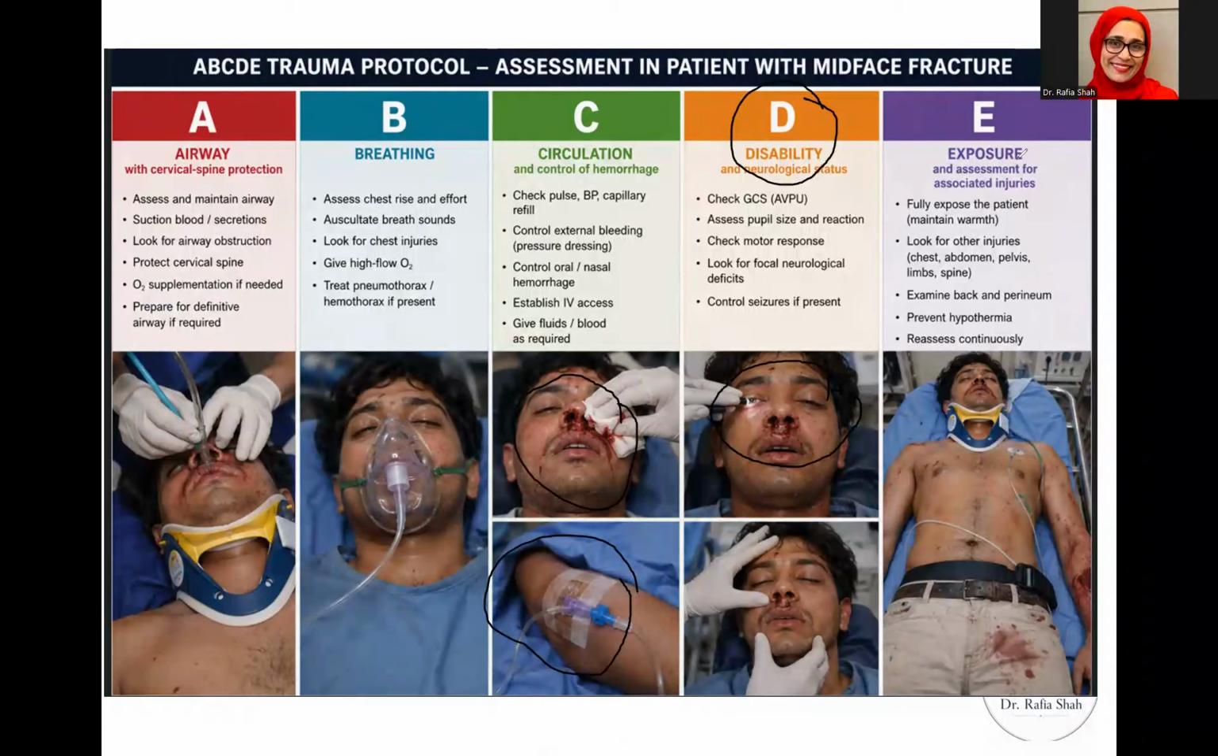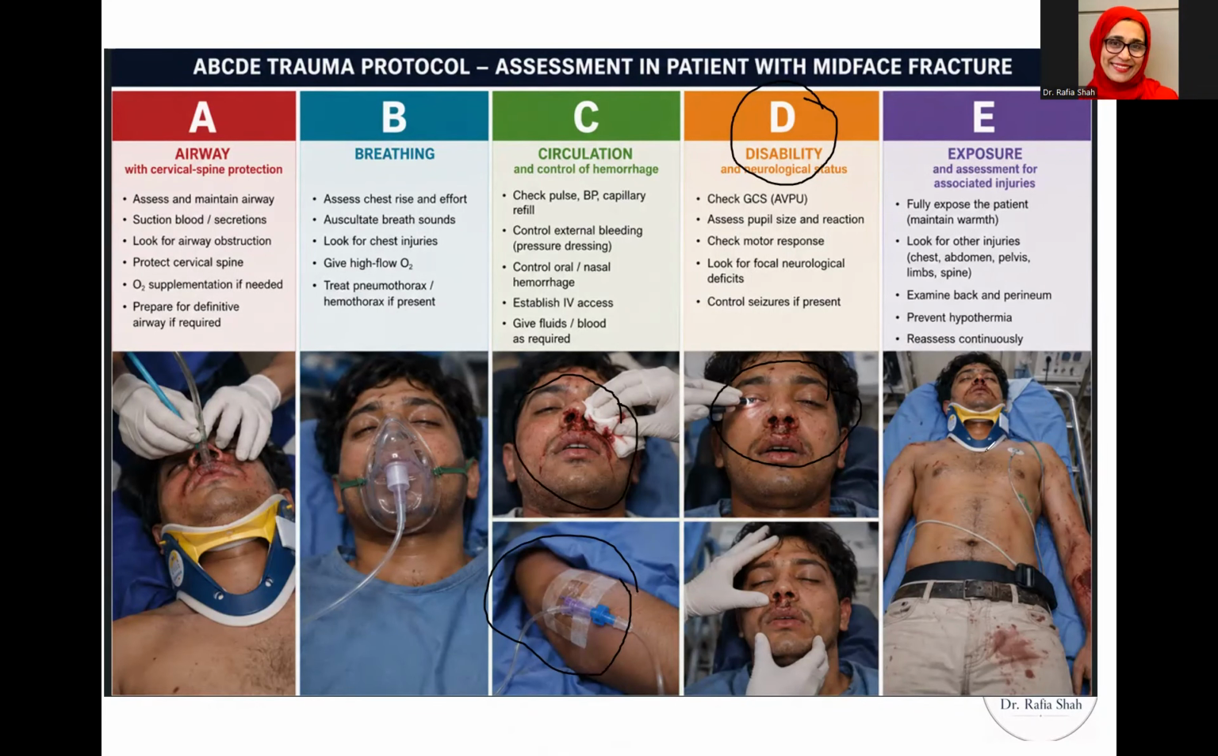Then we look for the exposure and assessment of associated injuries. Other than this facial injury, we have to have a proper exposure of the patient. We remove the clothing if a male, but for a female, we have a different way to assess her.